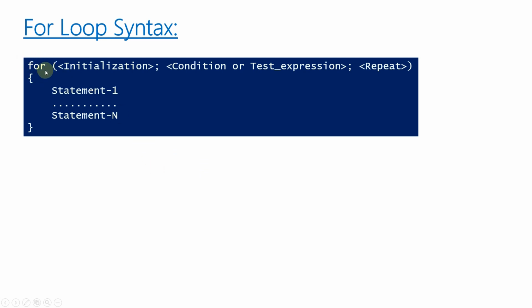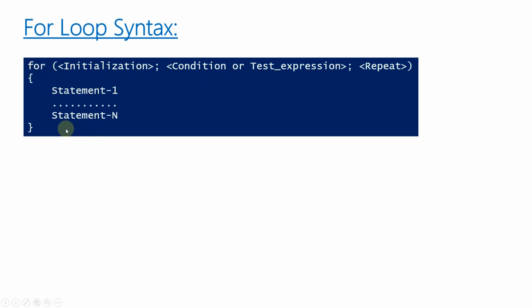So we have to use the for keyword, and in front of that we have to write three things separated by semicolons. The first part will be initialization, the second part will be the test expression, and the third part will be repeat. And below that, in curly brackets, we can write the code block. In initialization we can create one variable and assign some initial value to it. And in the condition or test expression we can write the condition for how long we want to execute this loop.